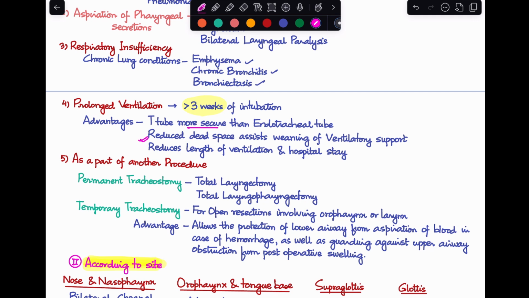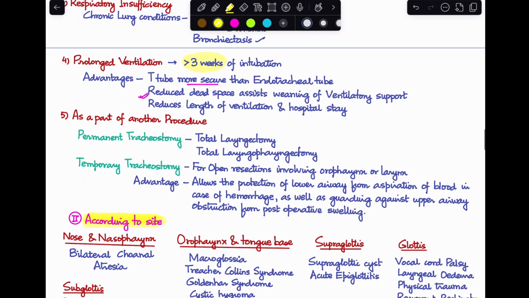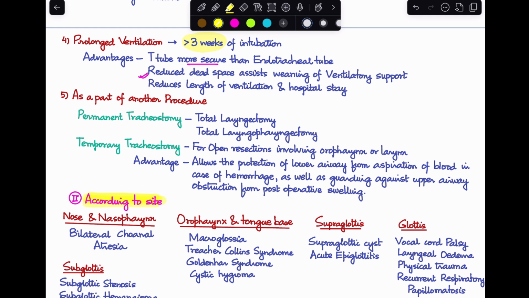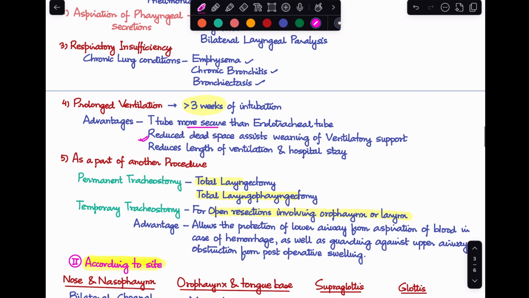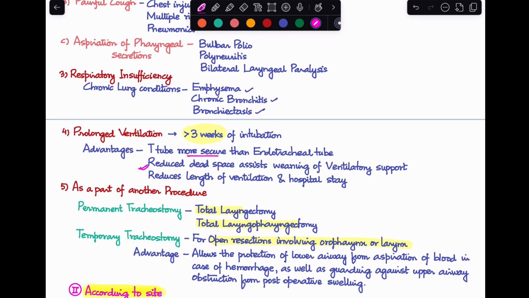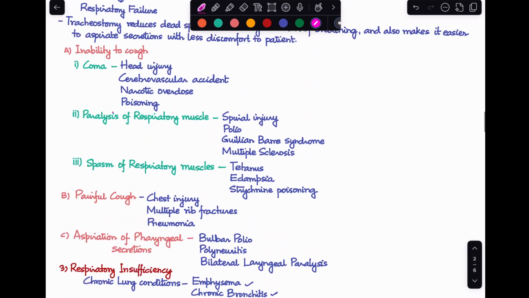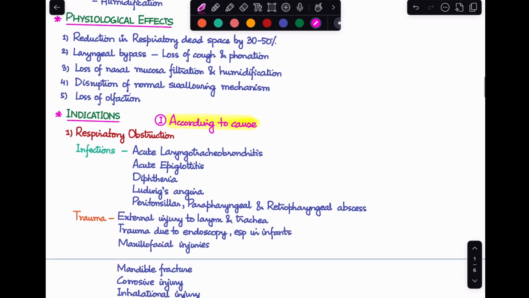Lastly, the last indication is when tracheostomy is done as a part of another procedure. For example, permanent tracheostomy, which can be done in case of total laryngectomy and total laryngopharyngectomy, and temporary tracheostomy, which can be done for open resections involving the oropharynx or larynx. Advantage here is that the tracheostomy will allow the protection of lower airway from aspiration of blood in case of hemorrhage, as well as guard against the upper airway obstruction from postoperative swelling. So these are all the causes or all the indications of tracheostomy which are classified on the basis of cause.